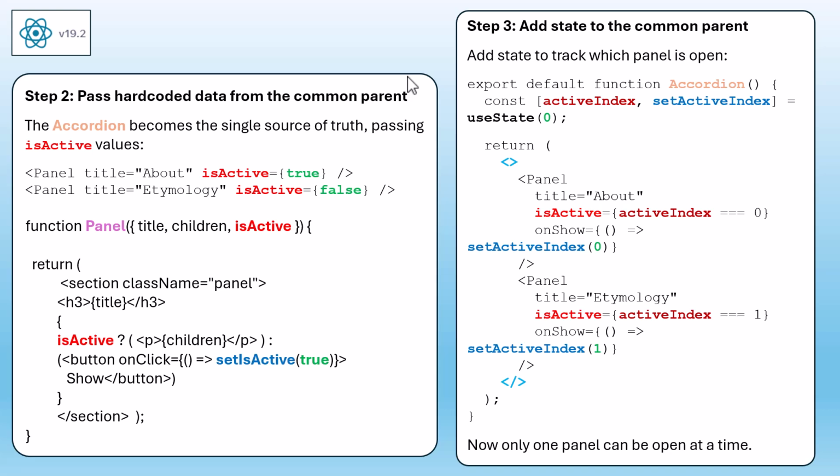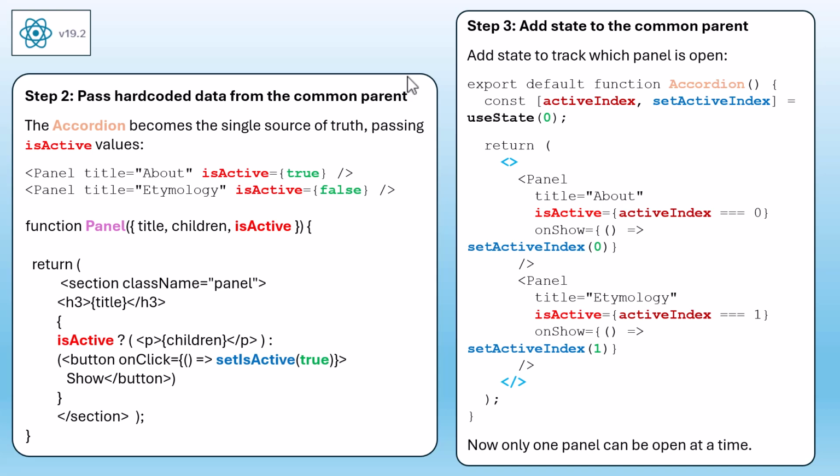Step 3. Add state to the common parent. Finally, you add the actual state to the parent component. Instead of each panel having its own Boolean flag, the parent will have a variable that tracks which panel is currently active, for example, by using a number that represents the active panel's index. When the user clicks on one of the panels, the parent's state is updated, and React automatically re-renders the panels with the new active configuration. This ensures that only one panel can be expanded at a time.